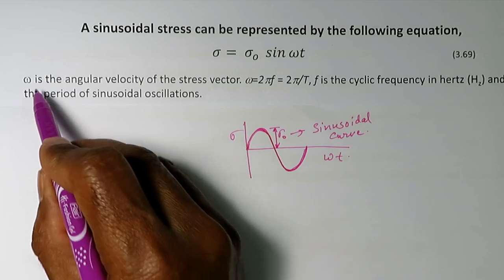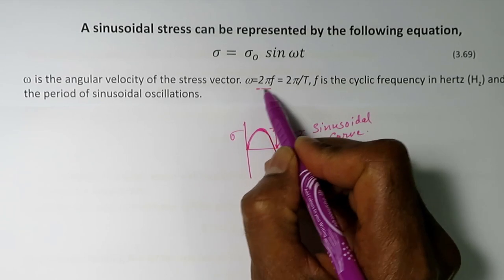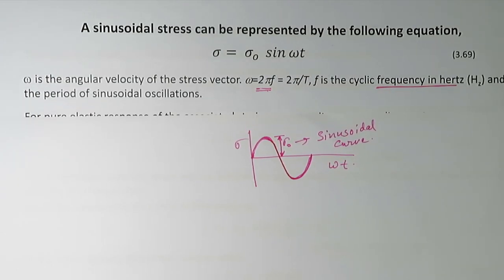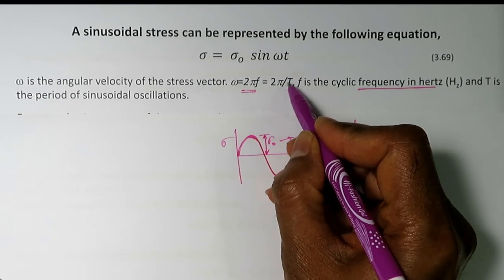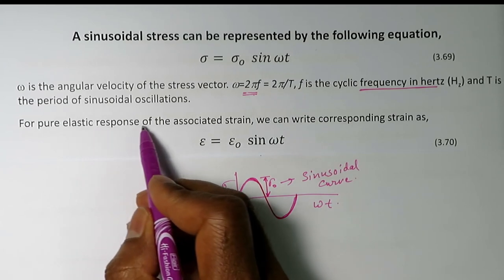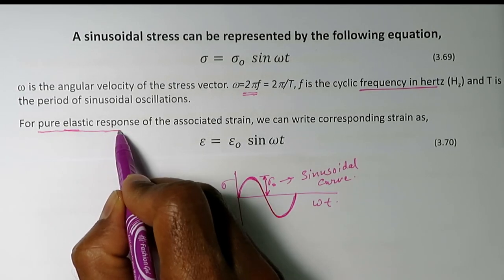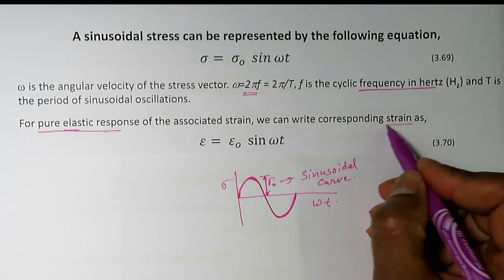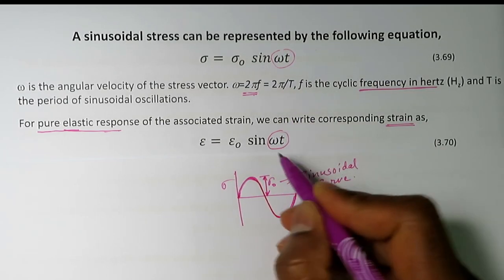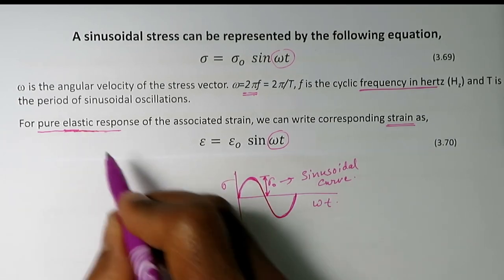In this equation, omega is the angular velocity of the stress vector, and omega can also be given as 2 pi f, where f is the cyclic frequency in hertz, which can also be given as 2 pi over T, where T is the period of sinusoidal oscillation. Now consider the associated strain for a purely elastic response. If the material is purely elastic in nature, then we can write the strain equation by this. Here you can see that there is no phase change. The strain is exactly following the stress because the material is purely elastic. There is no viscous component, there is no time dependence.